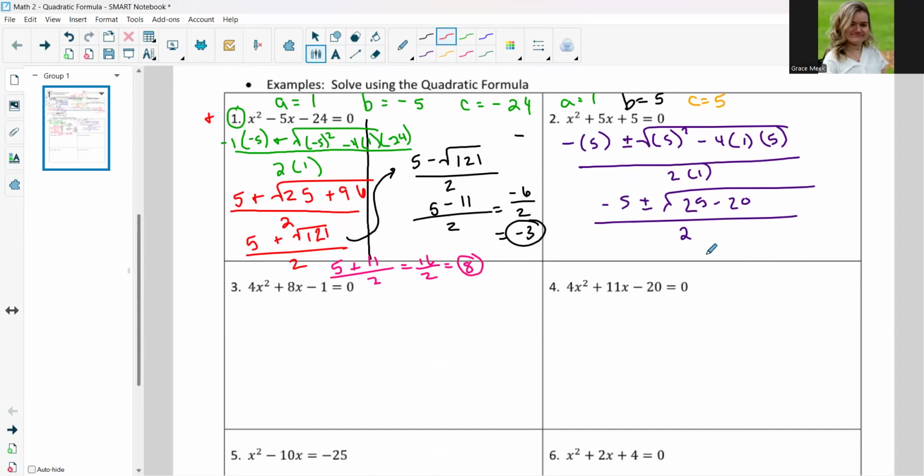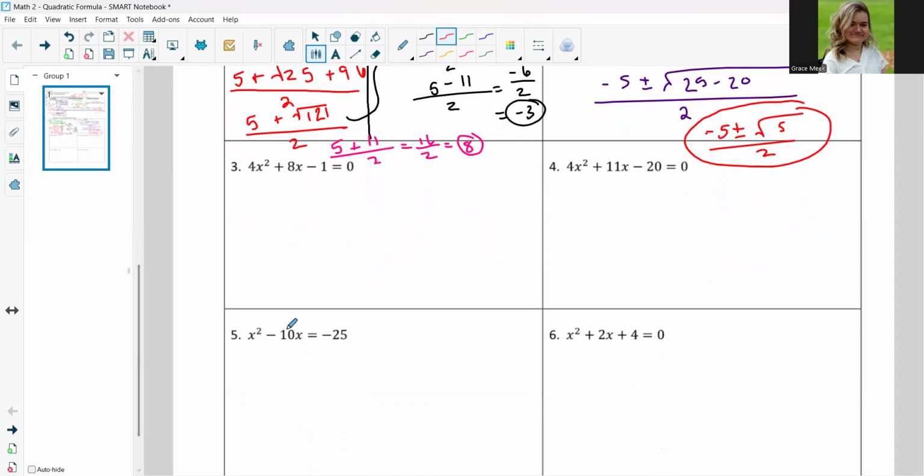And then if I keep going, I'm going to have negative 5 plus or minus the square root of 5 divided by 2. Now this cannot be simplified anymore. We cannot simplify that radical, that square root of 5. Therefore, we would want to leave our answer just like this, right? We don't want to put it into a decimal because then that wouldn't be precise. It wouldn't be exact. Leaving it just like this is fine. And again, that's another good reason to use the quadratic formula.